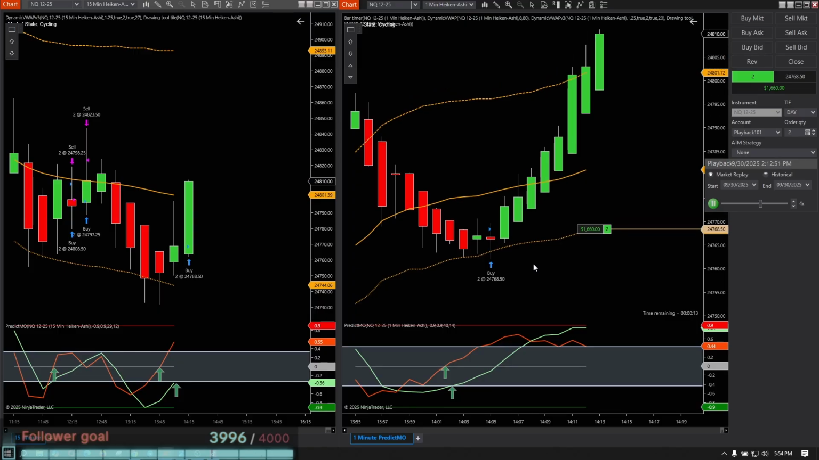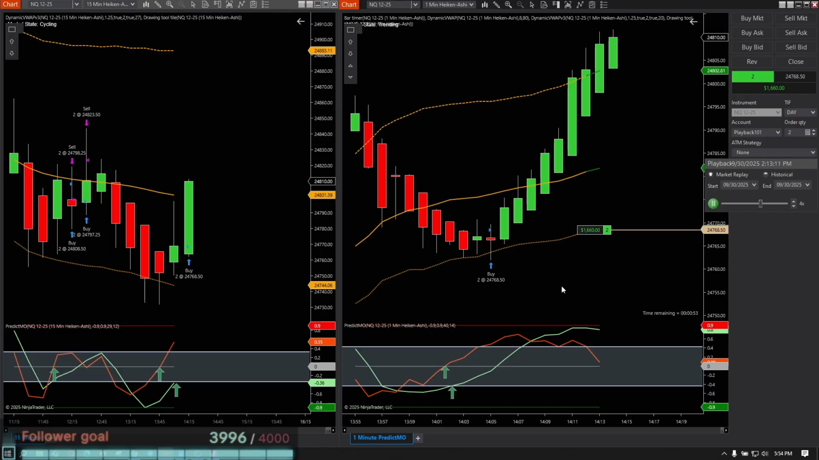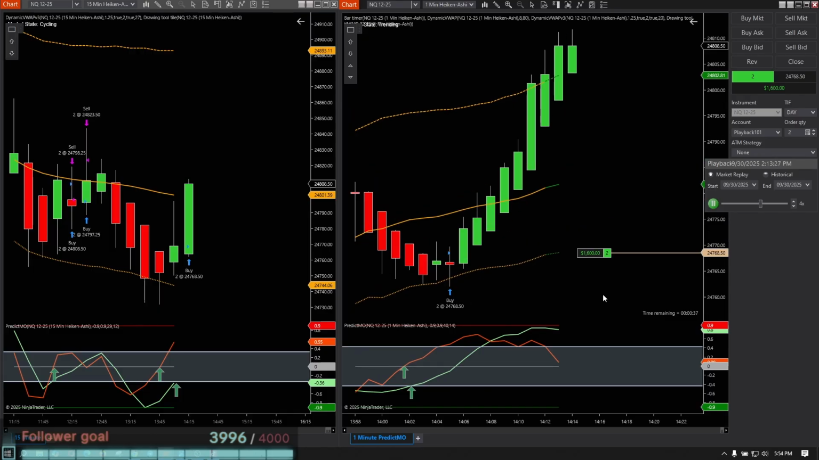What country can this indicator be used in? You can use it pretty much in any country as long as you're allowed to use NinjaTrader. And as far as I know, you can go as far as the Middle East with NinjaTrader. Yeah, there's quite a few countries. You could Google that. That's a good question for Google.